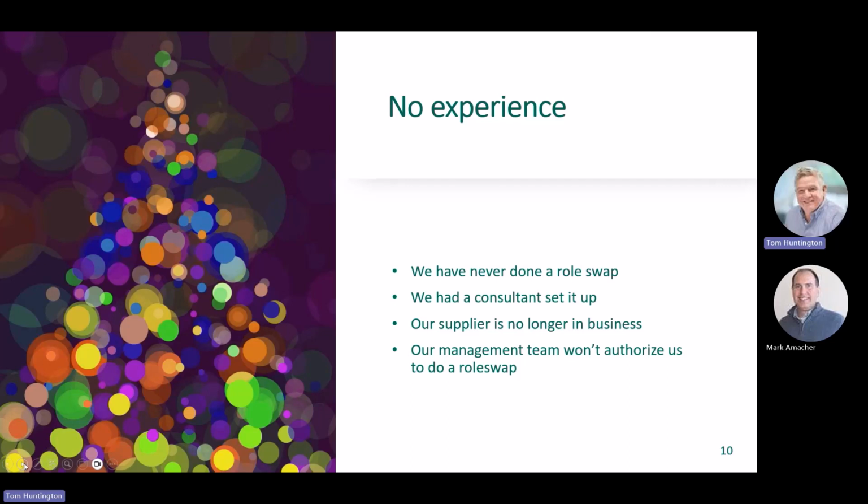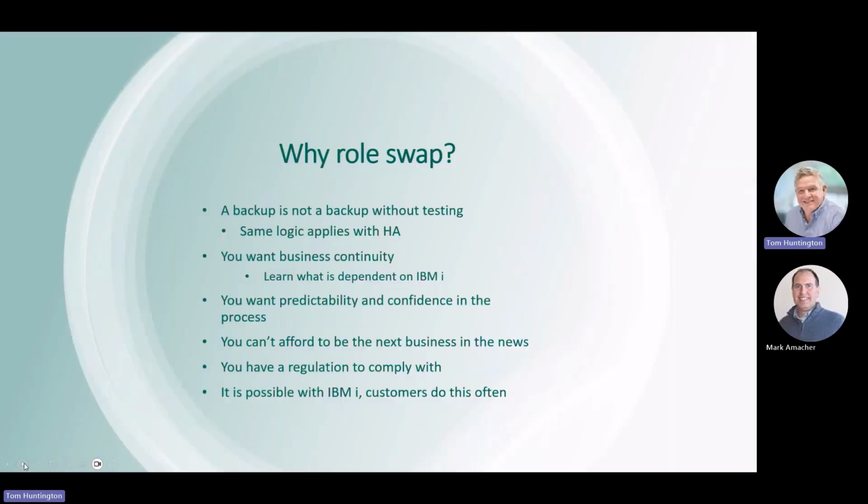Our supplier is no longer in business, so maybe either the application you're running is no longer in business, we've basically taken over and you're working on it yourself, or the vendor who sold you the HA solution is no longer in business, or they've been consolidated, or it's just not their focus anymore. And then probably one of the number one ones is our management team just won't authorize us to do a role swap. They want IBM i available all the time, right? It's core to the business, and so consequently they can't take it down to actually do a role swap.